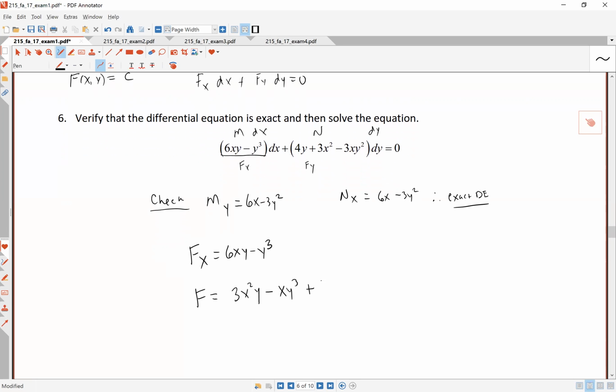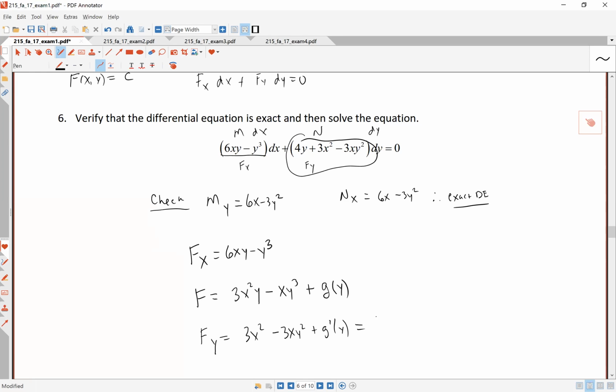When we integrated with respect to x, we assumed all y's were constant, so we have some kind of function that's constant, which could be a function of y. Now we know this is f_y, so then the g of y will tell us what we're missing. So to compare it with f_y up there, 4y plus 3x squared minus 3xy squared, we differentiate this with respect to y, which gives us 3x squared minus 3xy squared plus g prime of y.